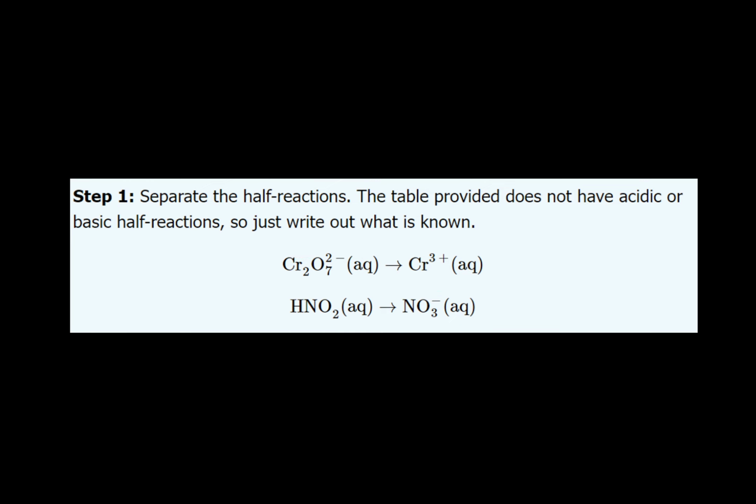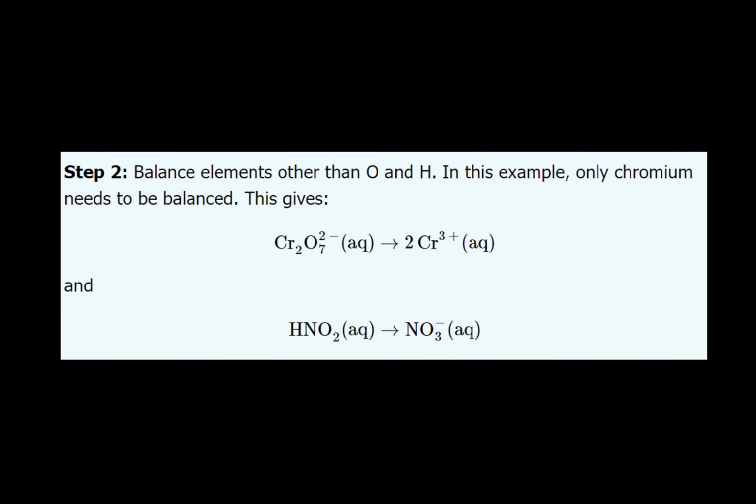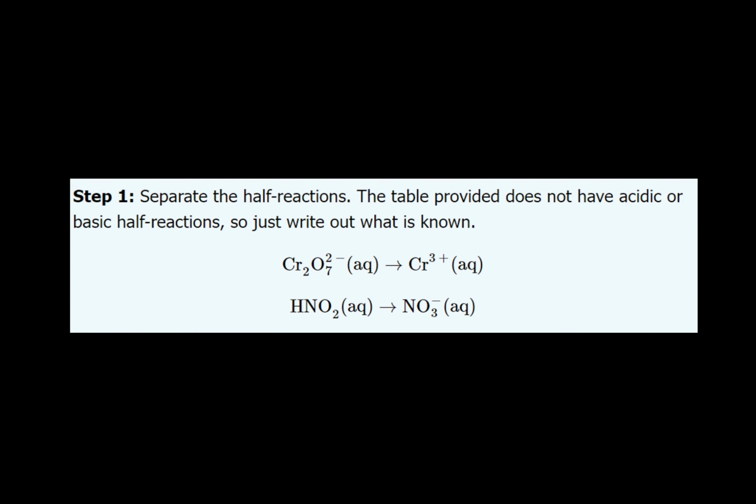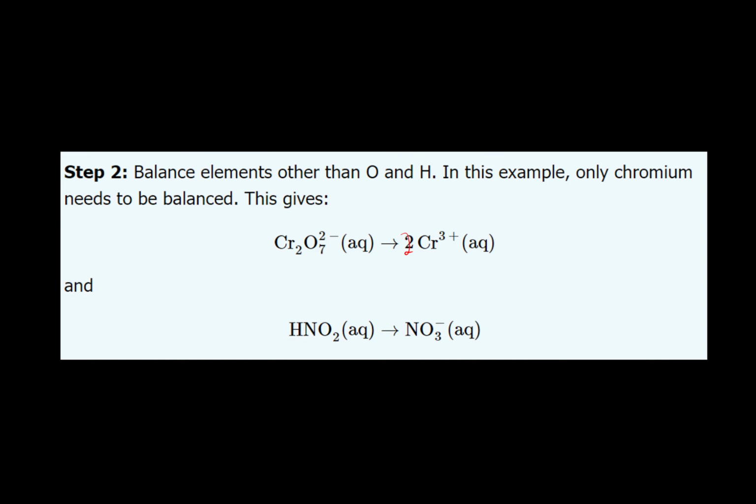And then after that, we balance everything that is not oxygen and hydrogen. So we're starting from there. In this case, the dichromate has two chromium atoms, and here we only have one chromium. So what do we do? We add the 2 there to balance the equation. Make sense? Yes, sir. And here for the nitrous acid, everything should be fine.